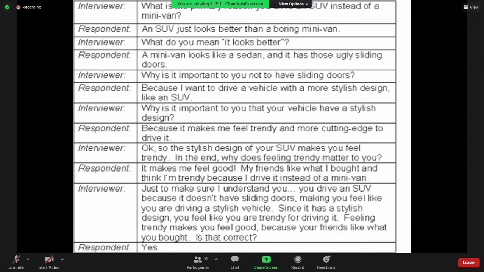So starting with functional features and ending with the real reason why the customer has purchased, means-end. So that's also a very popular qualitative research technique. So is it clear? Any questions?